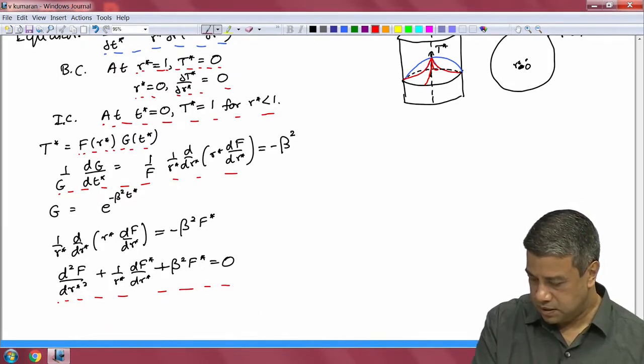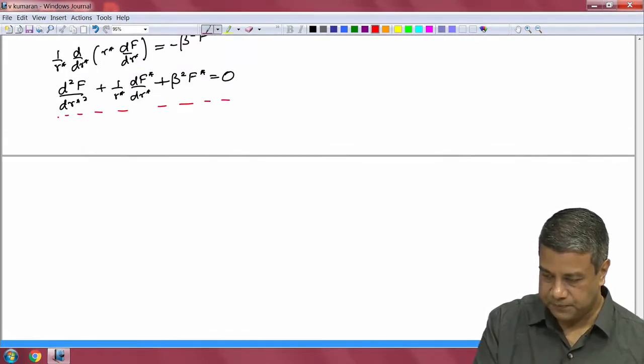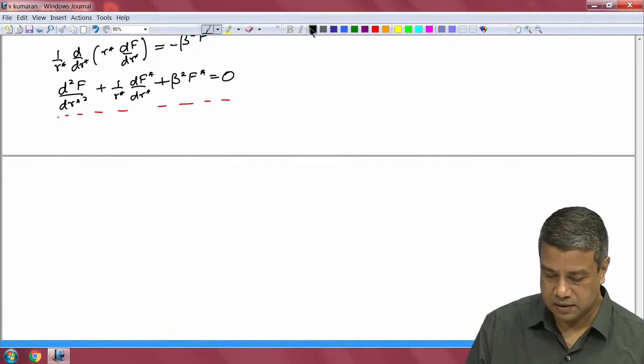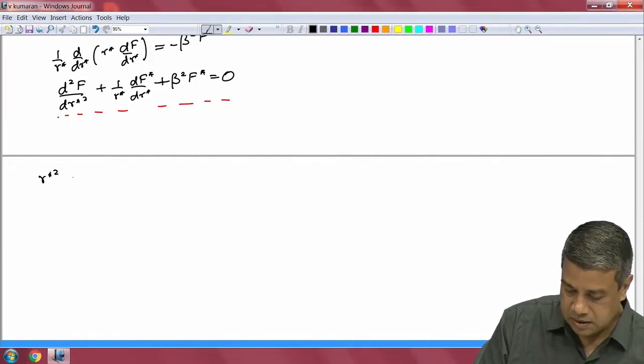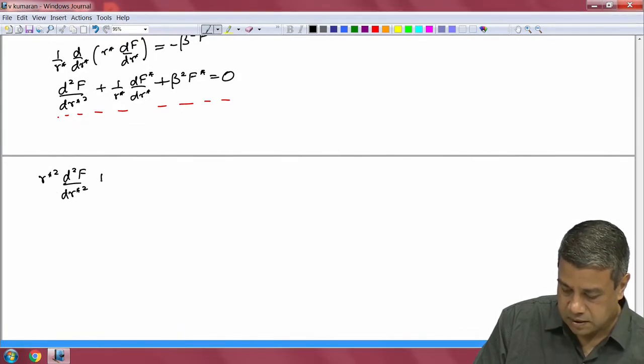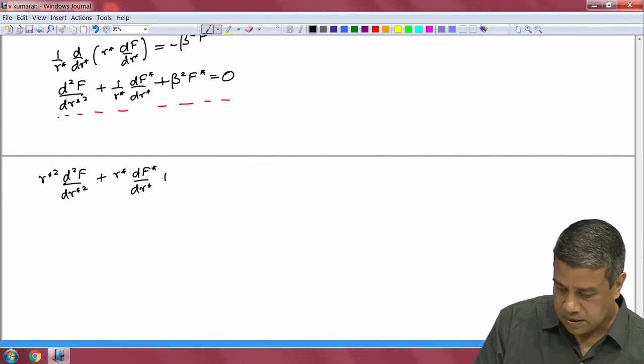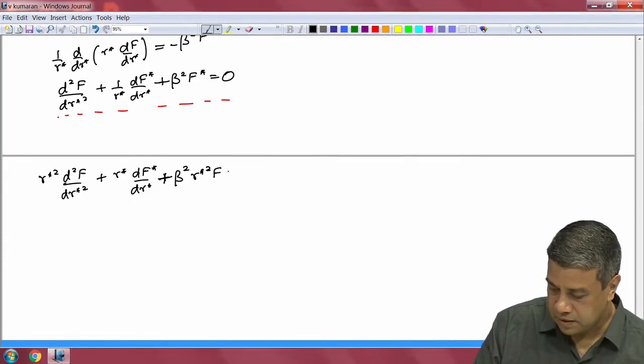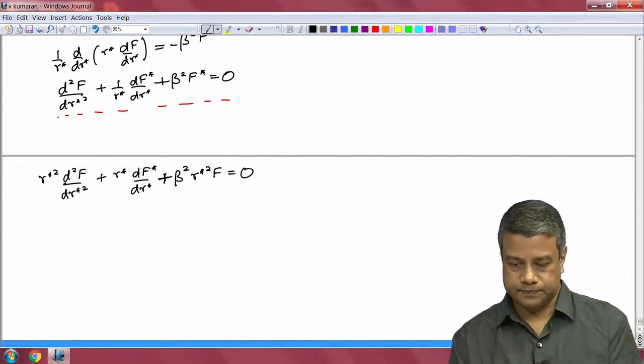How do we solve this? The way it is usually represented is to multiply it throughout by r square. So, I will get r square d square f by dr square plus r df by dr plus beta square r square f. This has to be equal to 0.